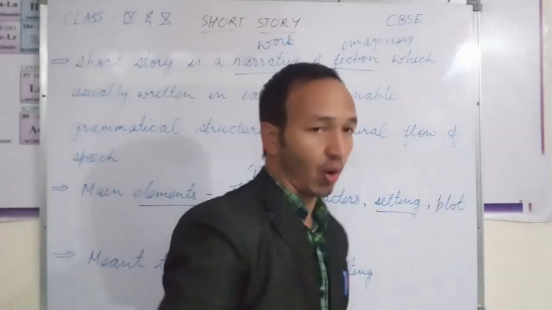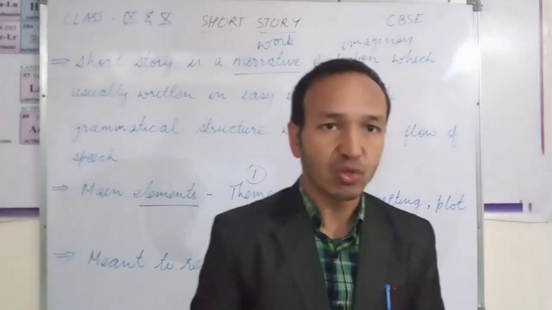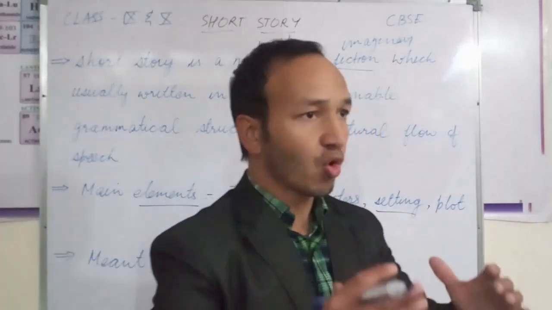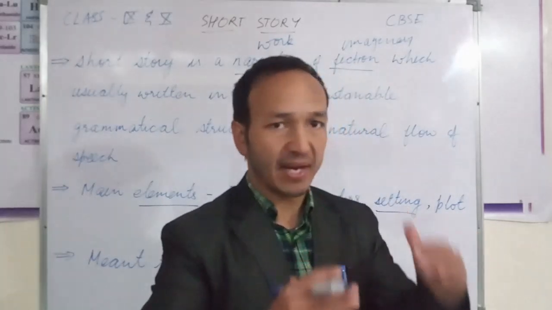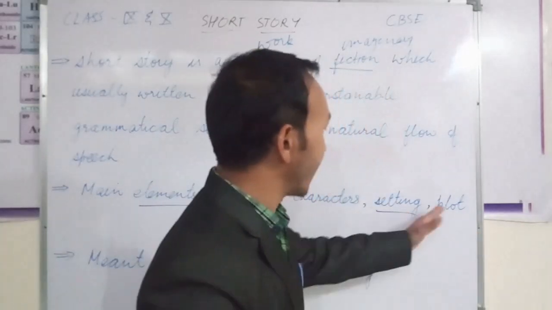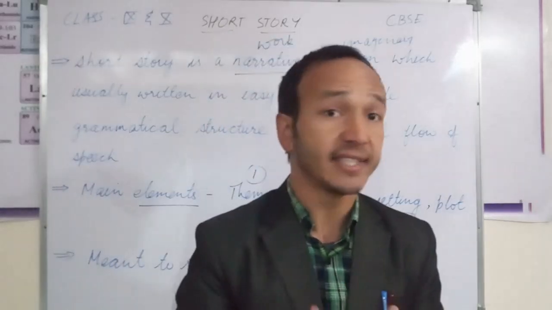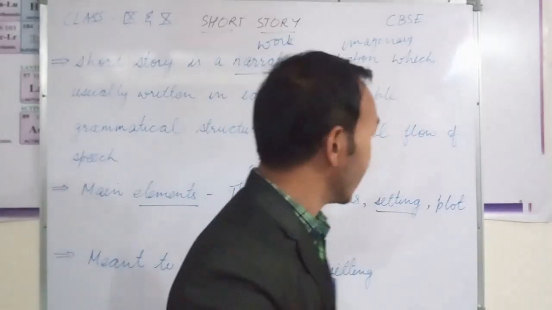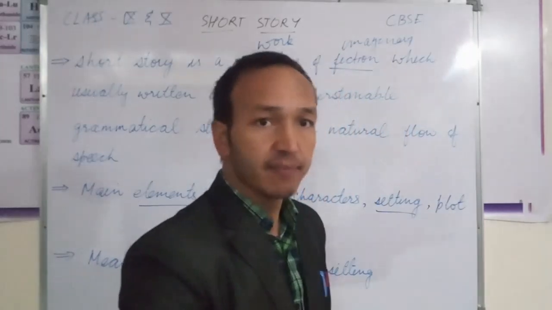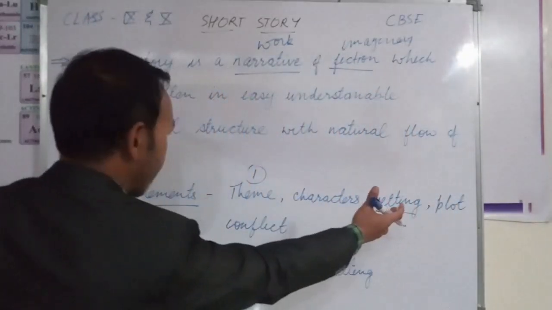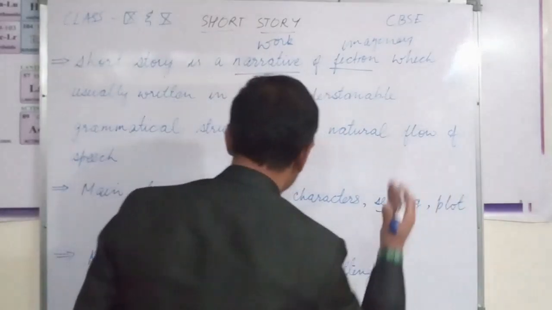Next comes the plot. Plot is actually the chain of events. आपको स्टोरी को पैराग्राफ में स्प्लिट करना होता है by giving a plot, और हर पैराग्राफ में आपकी एक आइडिया होनी चाहिए जो कि systematically लिखा हो. तो प्लॉट उसके अंदर में आता है, उसको हम बोलते हैं प्लॉट.